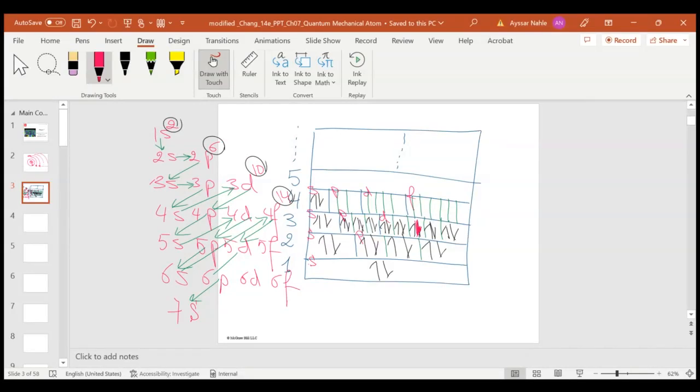If he stops there, it's not enough, because I know floor number 3 has 3 rooms: S, P, D. Then he has to tell me which room. He will tell me floor number 3, room D. Is it enough? No, because I know D has 5 compartments. Now he has to tell me, continue.